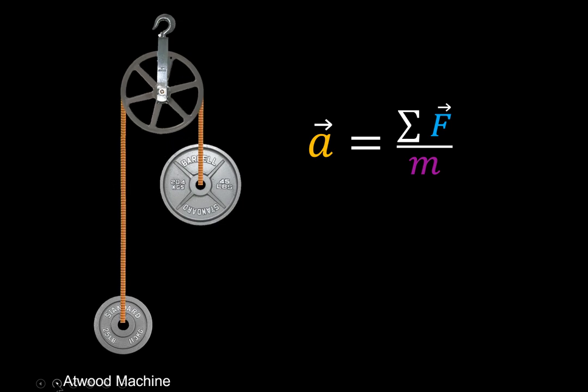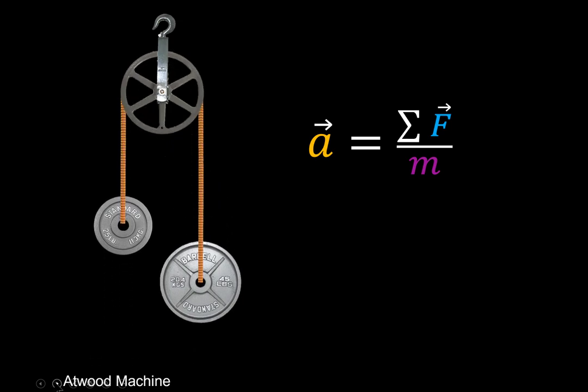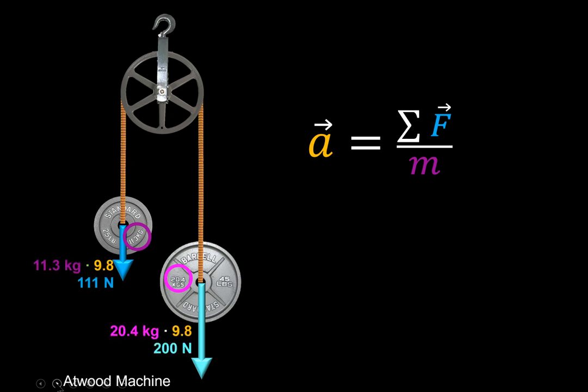So that's kind of how it works. We have one mass that's 20.4 kilograms. We have another mass that's 11.3 kilograms. It makes sense that the heavier mass went down and the smaller mass went up. Both of them do have a force of gravity. Obviously, the one with more mass has a larger force of gravity. Just take the mass, multiply it by 9.8.